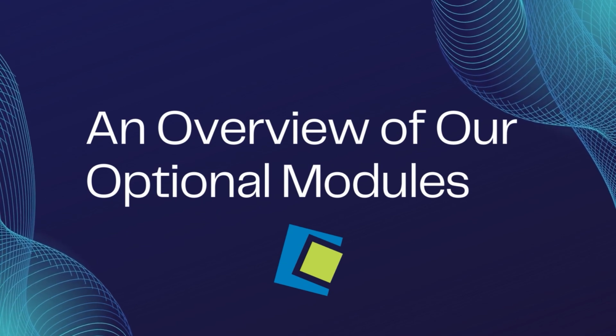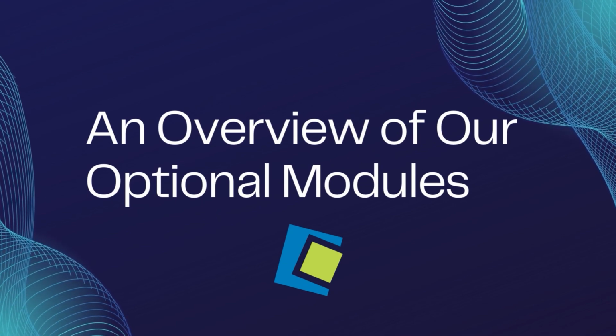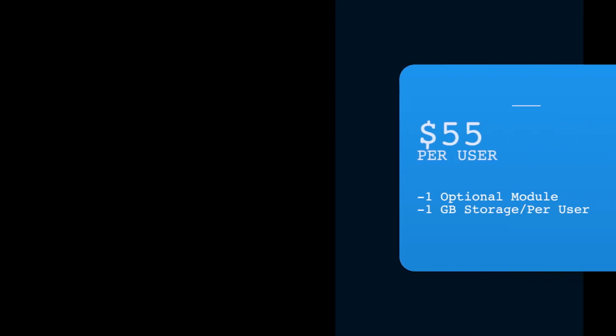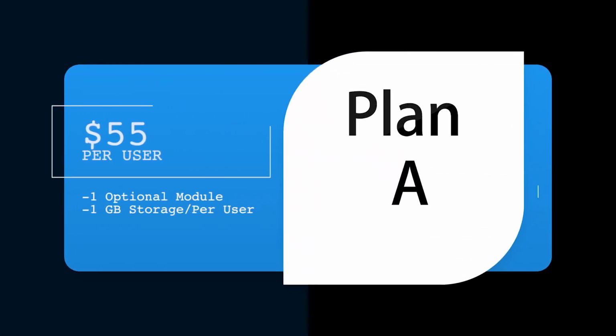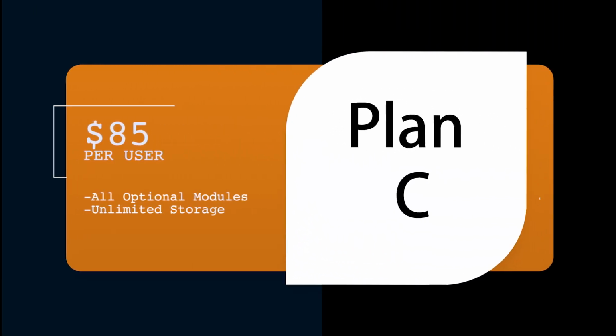This concludes our video on optional modules. We hope that this video gave you a general idea of what each optional module does. Remember, Plan A has 1 optional module, Plan B has 4 optional modules, and Plan C has all optional modules.